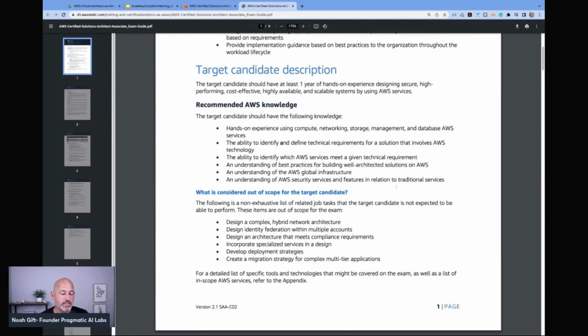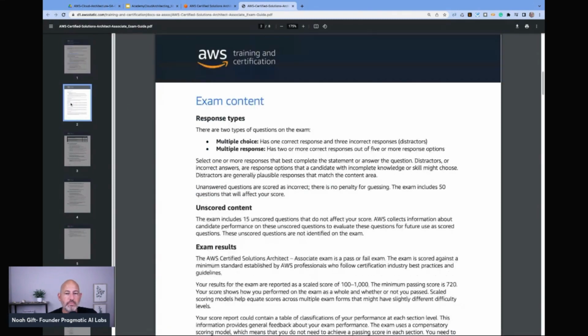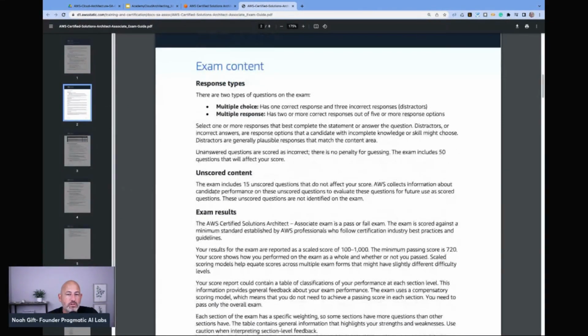And here are some things that are considered out of scope: designing complex hybrid architecture, designing identity federation with multiple accounts, designing architecture that meets compliance requirements, incorporating specialized services in a design, developing deployment strategies, and creating a migration strategy for complex multi-tier applications. So they show you that some of these more advanced, and I would say fairly real-world, scenarios are covered in specialization exams. They're not going to be covered on this exam. And another thing to pay attention to would be the exam content, and notice what the kinds of questions are on each exam, because they vary.